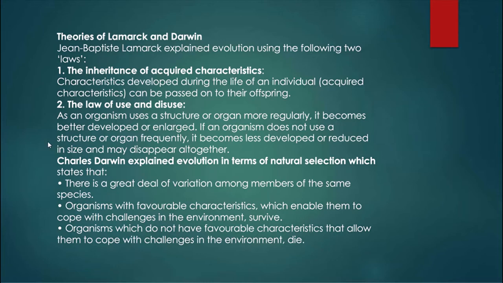and may disappear altogether. Charles Darwin explained evolution in terms of natural selection, which states that there is a great deal of variation among members of the same species. Organisms with favorable characteristics which enable them to cope with challenges in the environment survive. Organisms which do not have favorable characteristics that allow them to cope with challenges in the environment die.